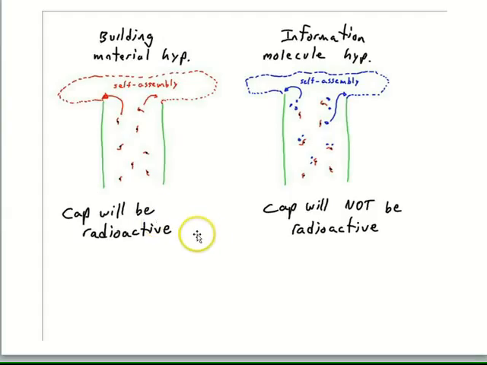Visually, we can see it this way. For the building material hypothesis, the nuclear materials are building materials, and so if we make them radioactive, the cap will become radioactive. If the nuclear materials are information molecules, the stalk will remain radioactive, and then the new proteins that are built in the cytoplasm up here in the stalk will not be radioactive, and so the cap will not be radioactive. So notice we have two different predictions, depending on which hypothesis is correct. And that's a good experiment.